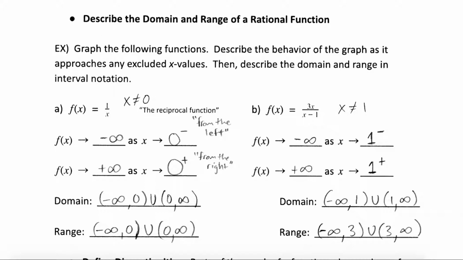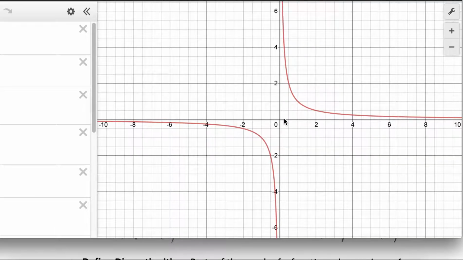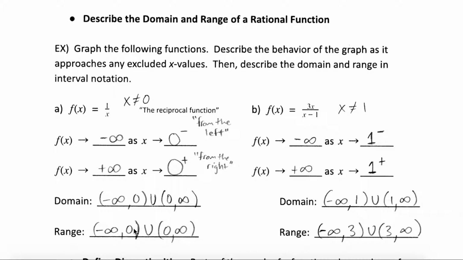Also, when we looked at the graph, maybe you noticed that our outputs could not ever touch 0. So that's going to be what's called a horizontal asymptote. So our range includes all values except 0 as well. This won't always happen with rational functions where the domain and range are the exact same. It just happens in this particular example. We'll see it slightly different on the next one.